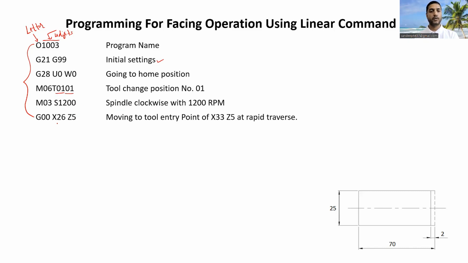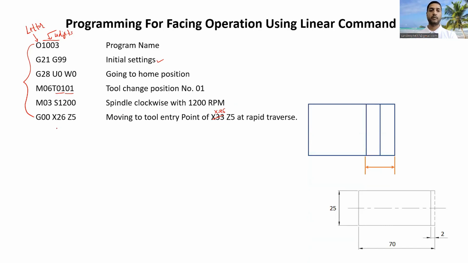Then we have G00 X50 Z-15, which means now we are moving the cutting tool from its home position to this location. This is the entry point. So kindly rectify this. It will be X26 Z5. Now let me explain where this location X26 Z5 will be.